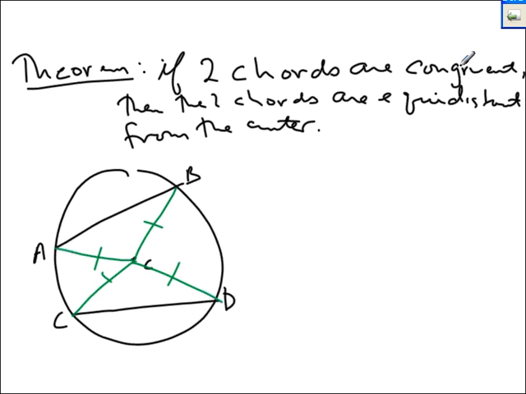And of course, opposite angles are equal. Now, do angles C and D? C and D are equal. But do they have to equal A and B? The answer is no.